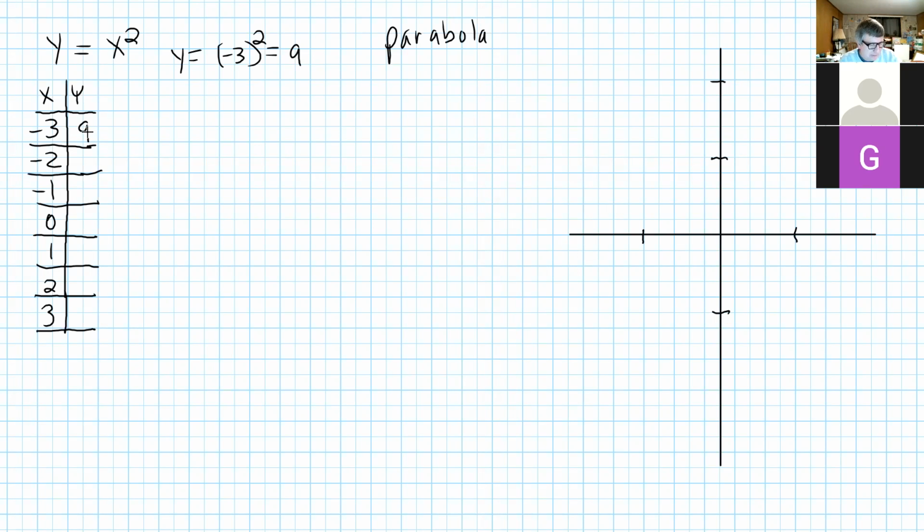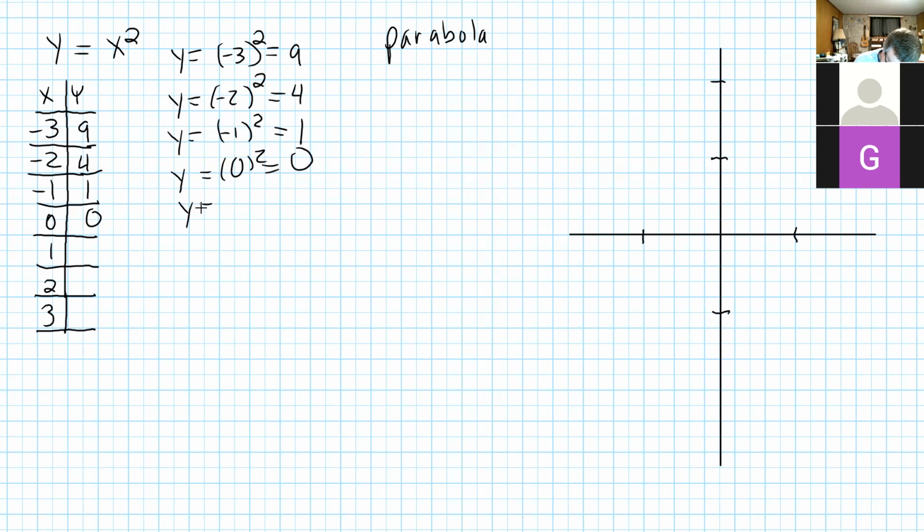Any questions about that? All right, continuing on, if x is -2, y equals -2, the quantity squared, which is 4. If x is -1, y equals -1, the quantity squared, which is 1. Y equals 0 squared, which is 0. Y equals 1 squared, which is 1. Y equals 2 squared, which is 4. And y equals 3 squared, which is 9.